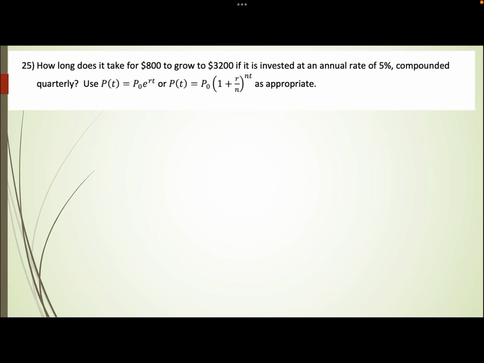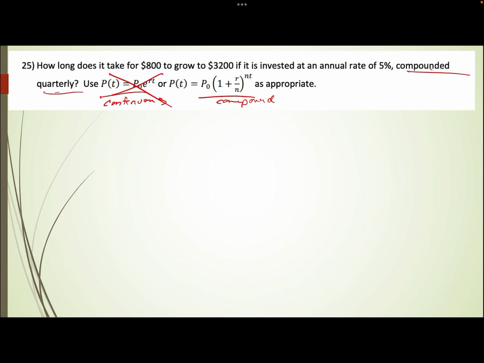Okay, this is page 10. If they give you a question like this, they will give you these formulas. But remember, this is for continuous interest, and this one is for compound interest. Now, because they said it's compounded quarterly, we're not going to use this formula.